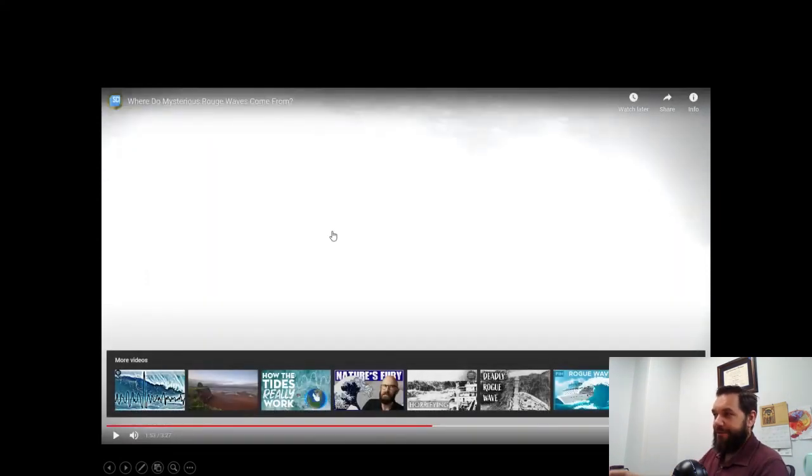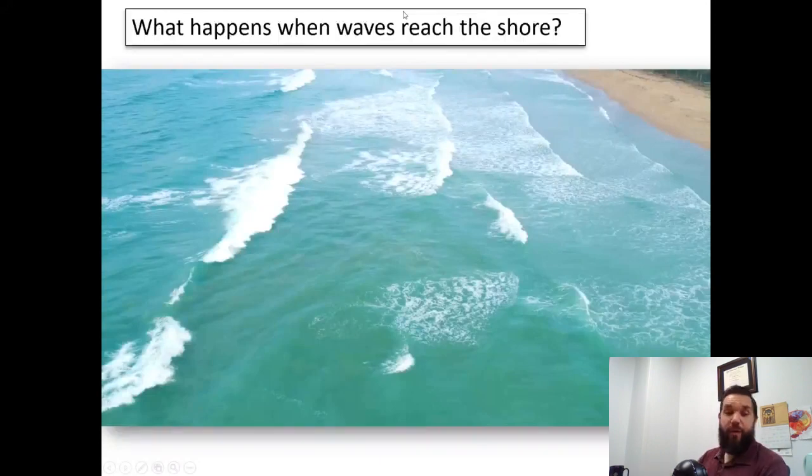So I think you get the idea. But those rogue waves really can originate from constructive and deconstructive interference of various swells, wave trains in the ocean. Okay, so what happens when waves reach the shore?